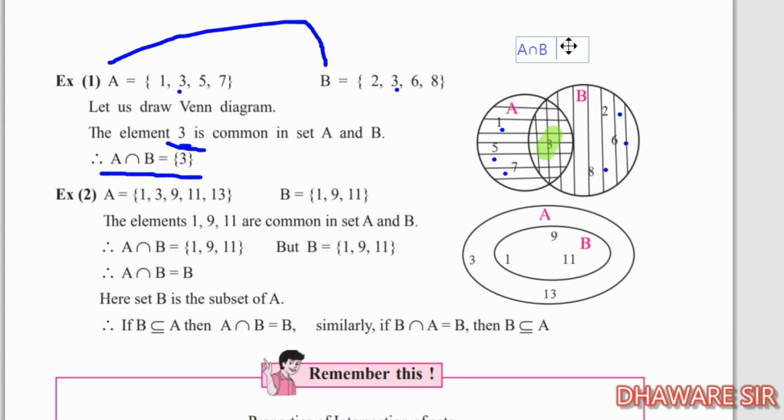So this is A intersection B. We can write here, showing this by the arrow. So this section is A intersection B. We can show this type of example. In the second example, what they have been given, let us see.